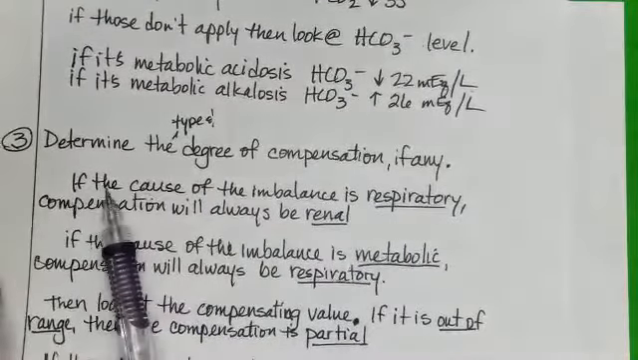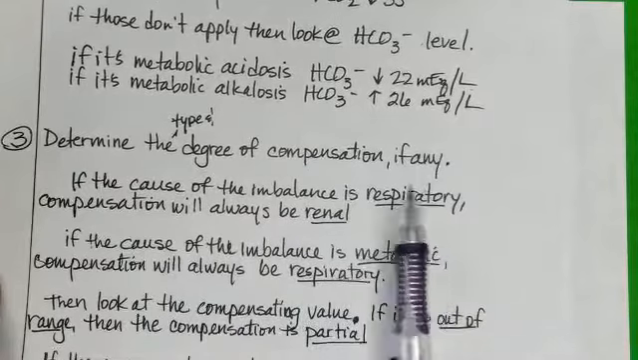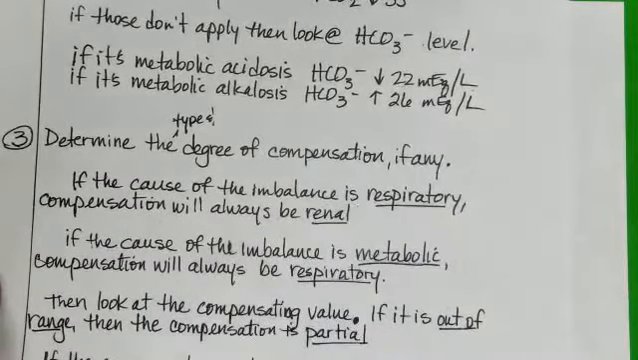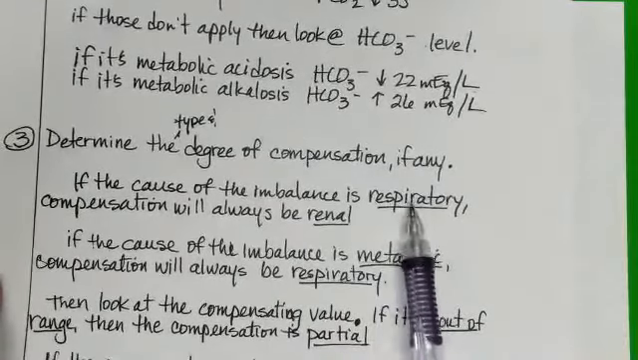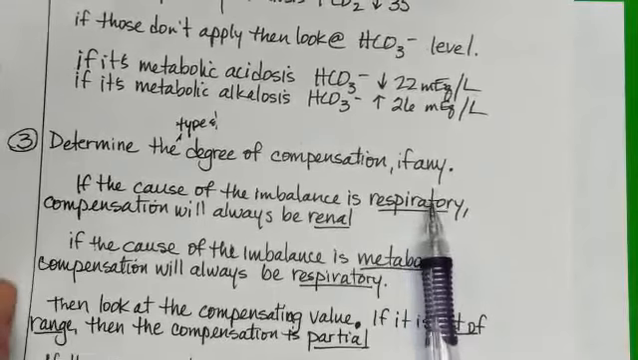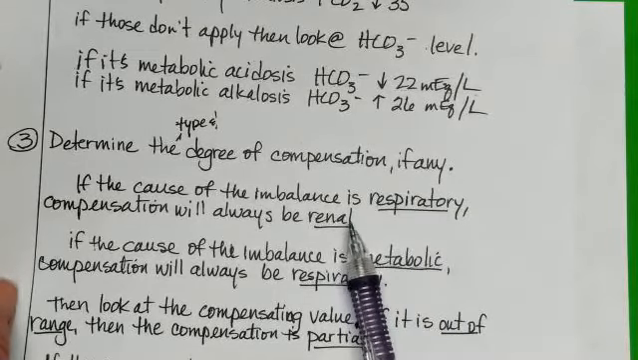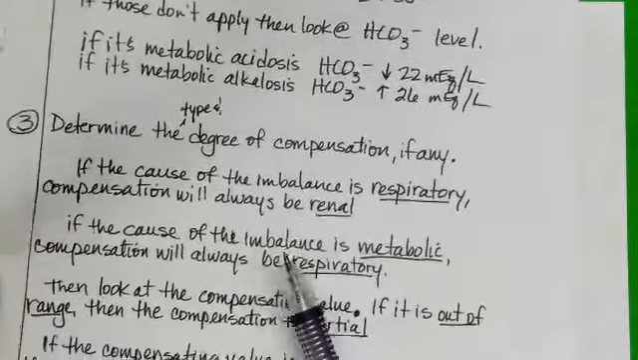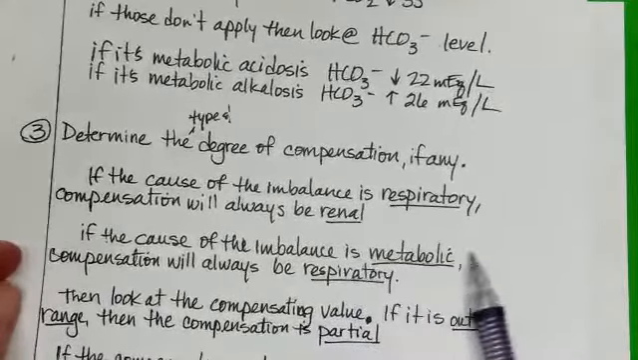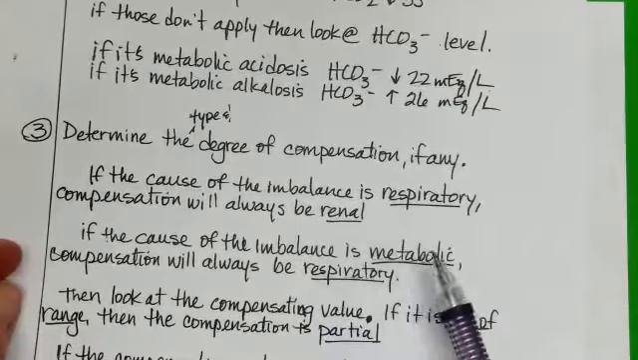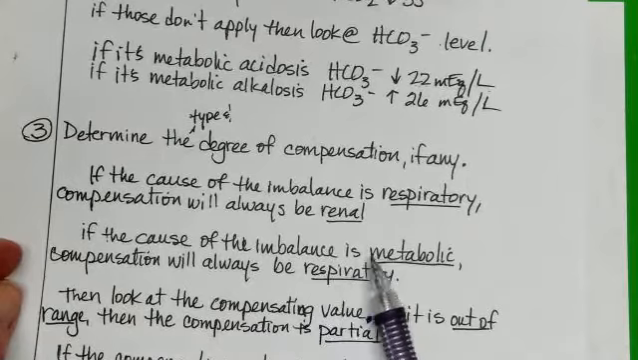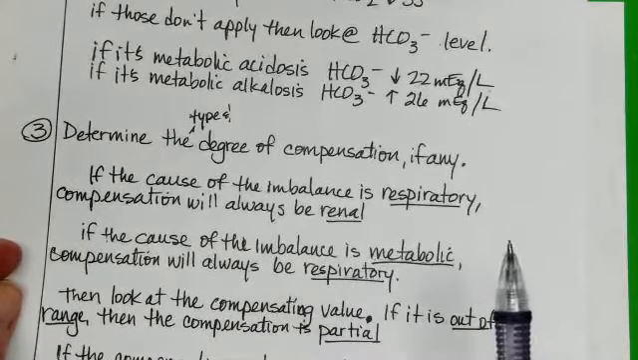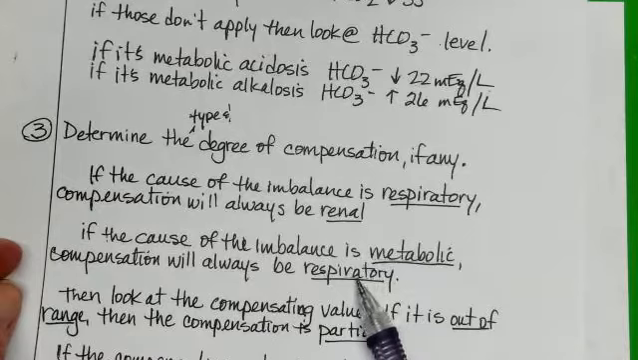So now it says, if the cause of the imbalance is respiratory, compensation will always be renal. And that's something you just memorize. You should never, ever have to think about it again. If your breathing is jacked up and you're in a respiratory acidosis or alkalosis, your kidneys will take care of the problem. But if something other than your respiratory system is the cause, then we know it's metabolic, and so your lungs will compensate. Your lungs will either hyperventilate or hypoventilate to fix the problem. So if it's a metabolic cause, it will always be respiratory.